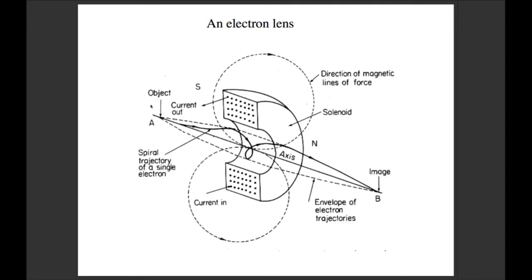When you have electrons scattered off of your object, your sample, and they go along the optical axis like this, they don't get bent in any way. It's when they are scattered off of that axis that they get bent in this solenoid sort of trajectory, creating this image over here. So electron lenses focus images by creating this magnetic field that bends your imaging electrons.